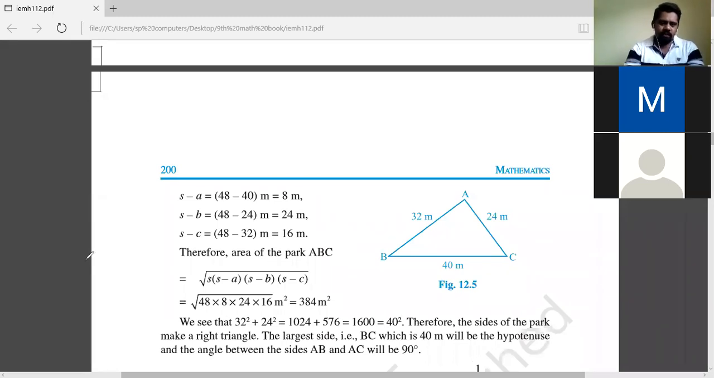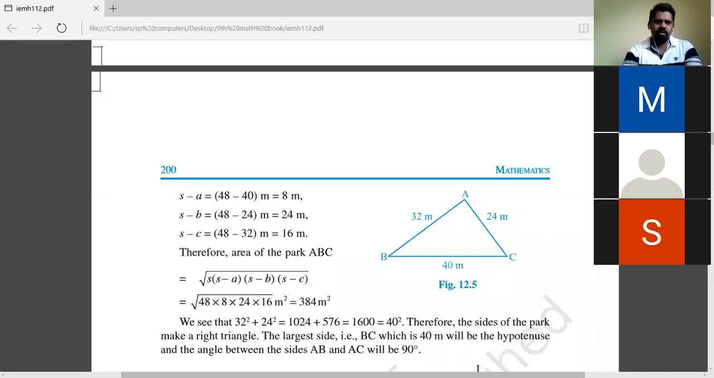Okay. Are you able to see the screen? Are you able to see this calculator? No, sir. Okay, we will do it, sir.